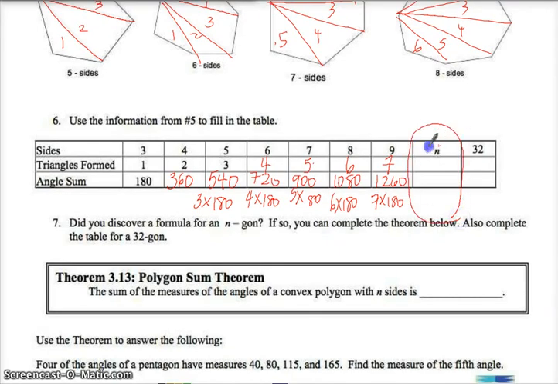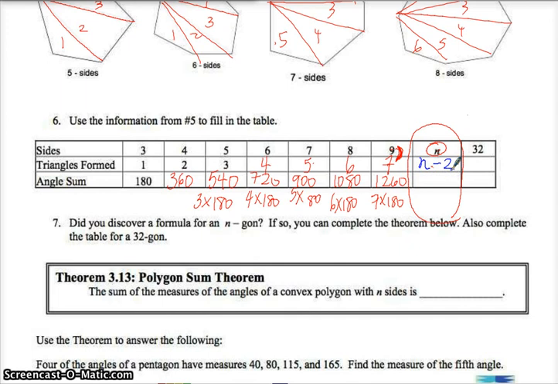Well, what happens if we have an n-sided polygon? We don't know how many sides there are. It could be any. So what's the general formula? How do these 2 numbers relate to each other? So this number in the triangles formed is 2 less than the number of sides. So how do I write 2 less than the number of sides here? That's just going to be the number of sides minus 2.